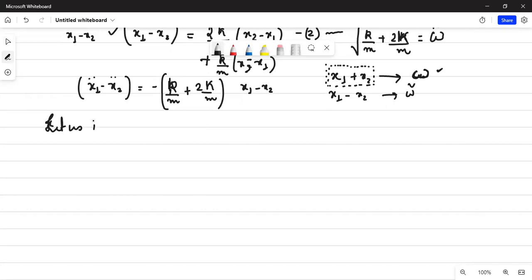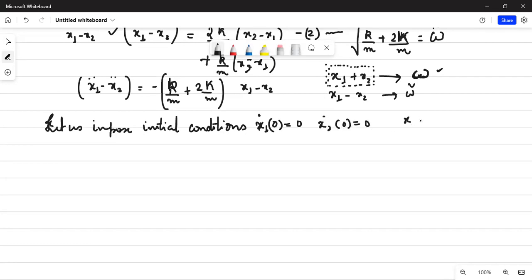Let us impose the initial condition that both of them are released from rest. That implies your x1 dot will be 0, and your x2 dot at t equal to 0 would also be 0. Is that clear? So both of them are released from rest only.